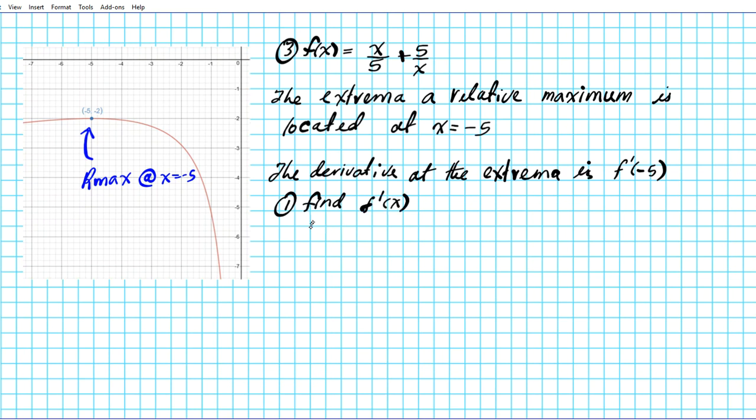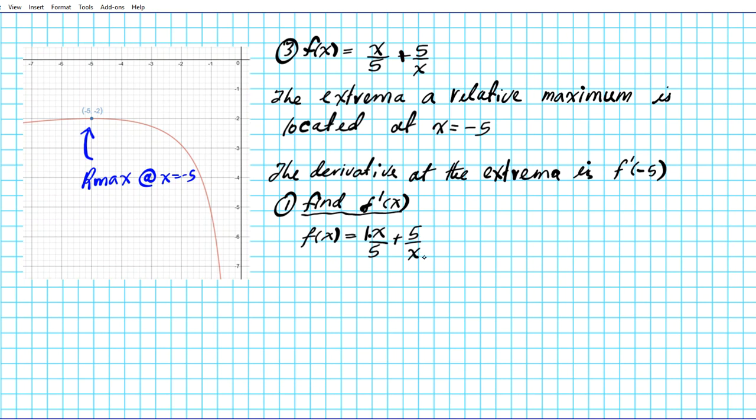Alright, let's do it. So f of x is x over 5 plus 5 over x. If you look at the first portion of this binomial here, are we going to use the quotient rule? The answer is absolutely not. There is a 1 in front of here. We can rewrite this so that we don't use a quotient rule.